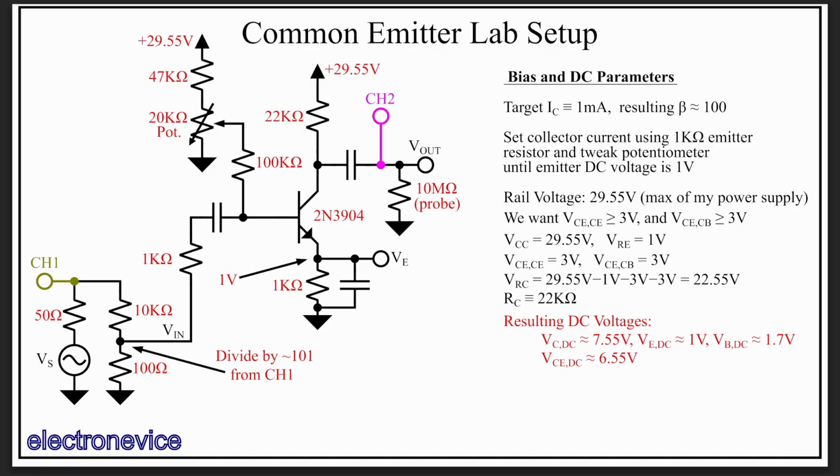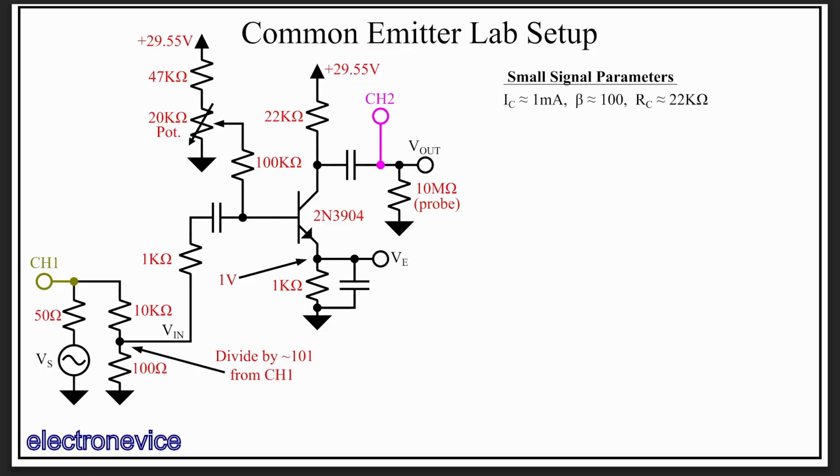Now that we've gotten the basic DC parameters defined, let's derive some of the small signal parameters. So first let's calculate the transconductance, gm, as this is the central small signal parameter. We recall that gm is equal to IC over VT, where VT is the thermal voltage equal to 25.86 millivolts at room temperature, resulting in a transconductance of about 38.67 millisiemens. Taking the inverse of this to get rm, we get about 25.86 ohms.